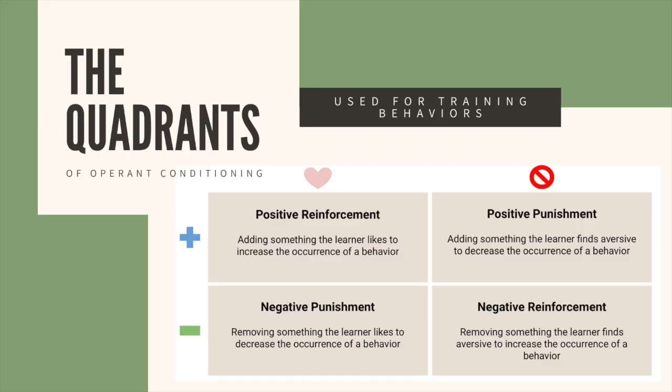We'll slide over here into the quadrants of operant conditioning, because within that framework of rewards and punishers, we have four main ways to use those things to alter behavior. So if you look at my chart here, upper left-hand corner, I've got a heart, and that is my stand-in for something that the learner likes. Over to the right upper corner, I've got the circle with the line through it. That's my symbol for something that the learner finds aversive, something that the learner does not like.